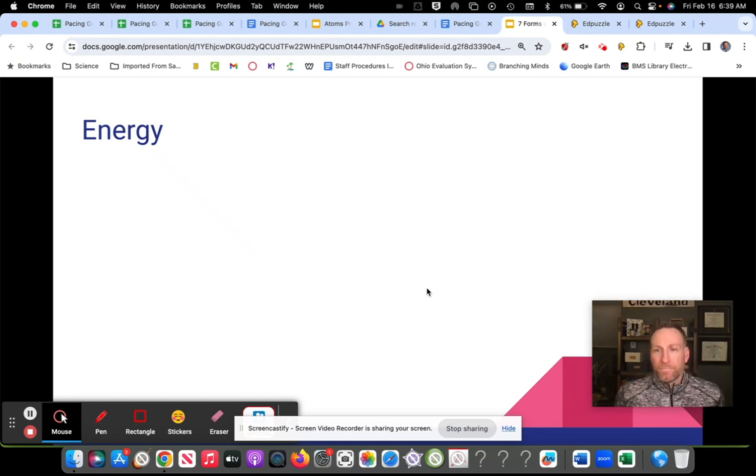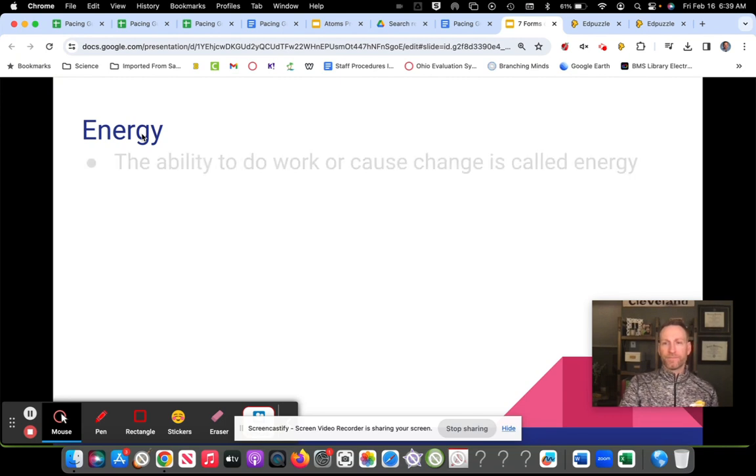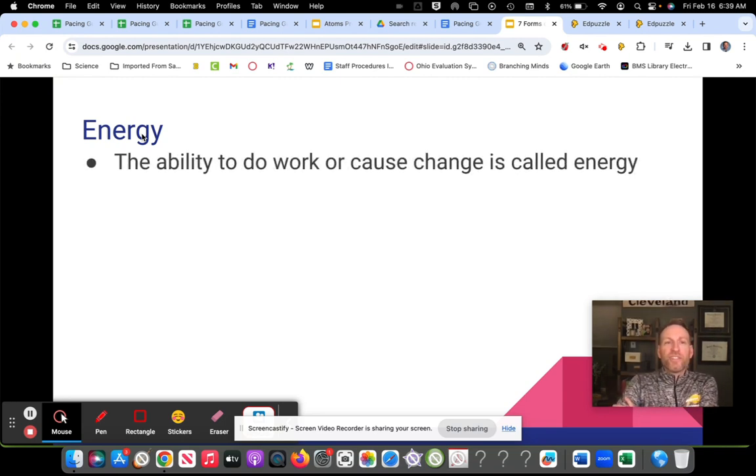Okay. So go ahead and write this little subheading here, energy, up to the top left corner on the underside of your flap. And like I said, we just have one slide here. All right, the definition of energy. The definition of energy is that it is the ability to do work or cause change. The ability to do work or cause change.